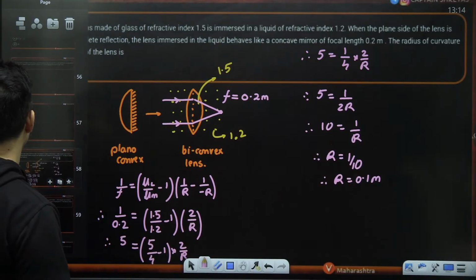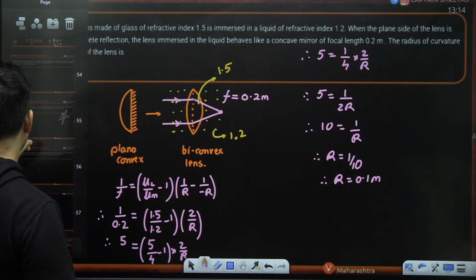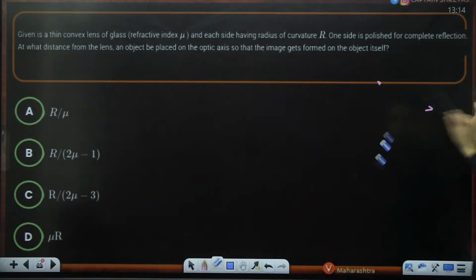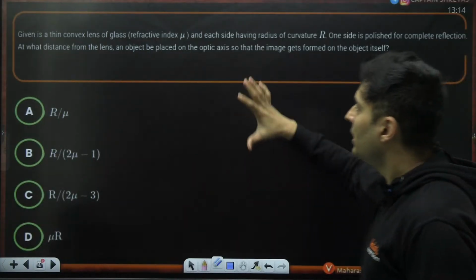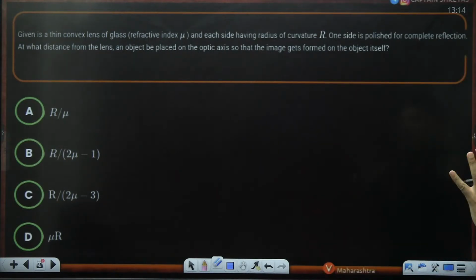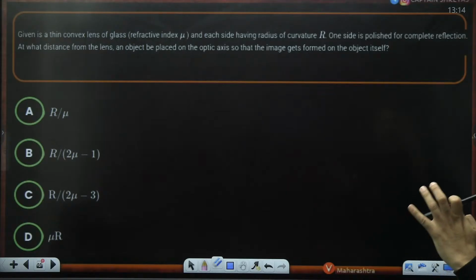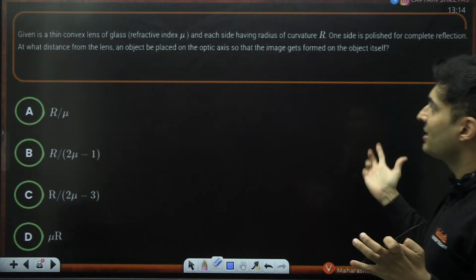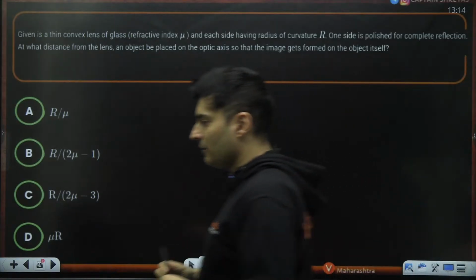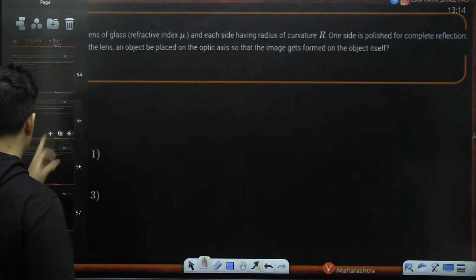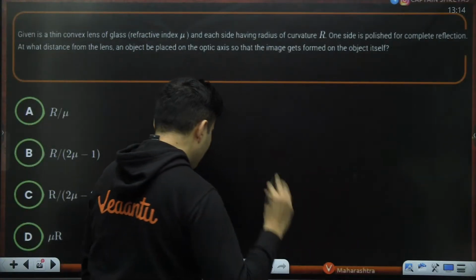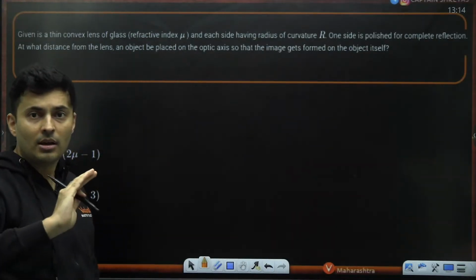So this was one question, and this is another question, a star mark question, which I wanted to discuss with all of you. Observe this. If there is a thin convex lens, each having R, one side is polished, at what distance will the object be placed so that the image is formed on the object itself? Very good question. Observe this, because combination of lens, silvering of lens was a common question in many of the January shifts.